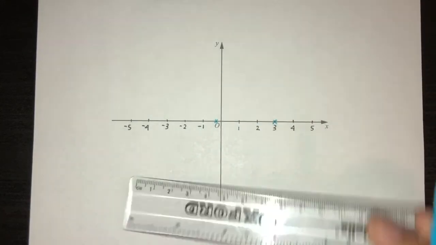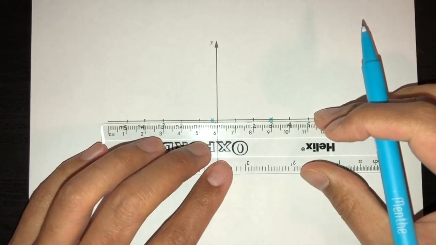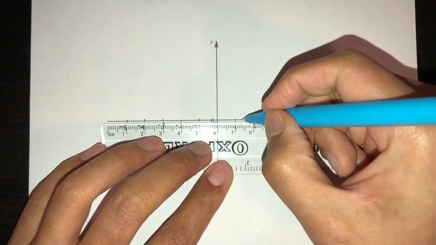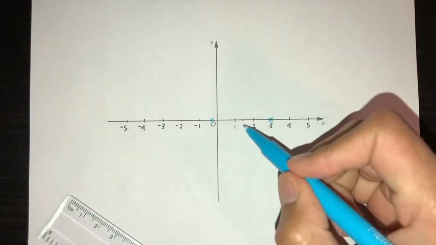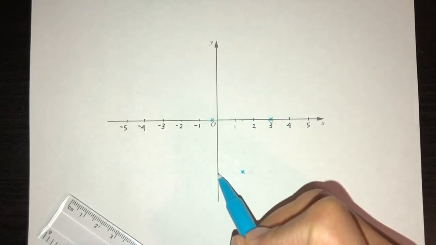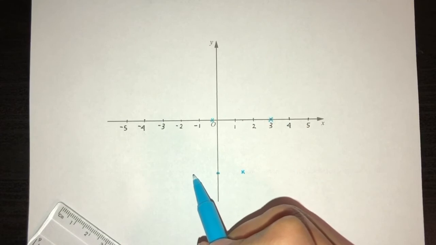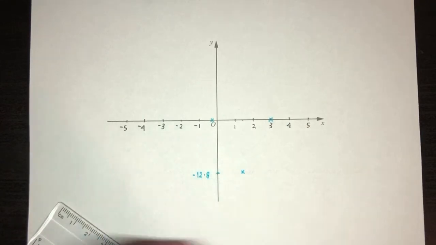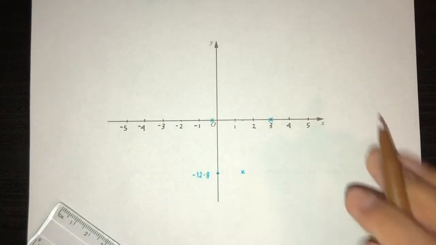So let's mark the point. It doesn't need to be exact, it's only a sketch, but let's mark it here as well, no problem. And your point should be somewhere about here. That will be my minimum point, which is minus 12.8. Now your graph will look something like this.